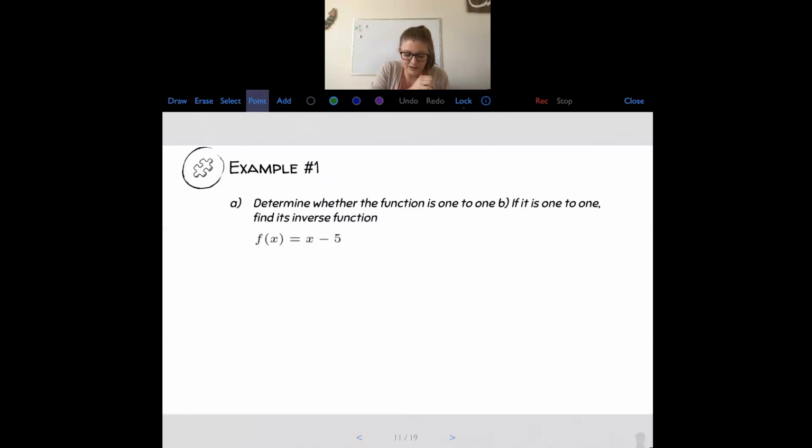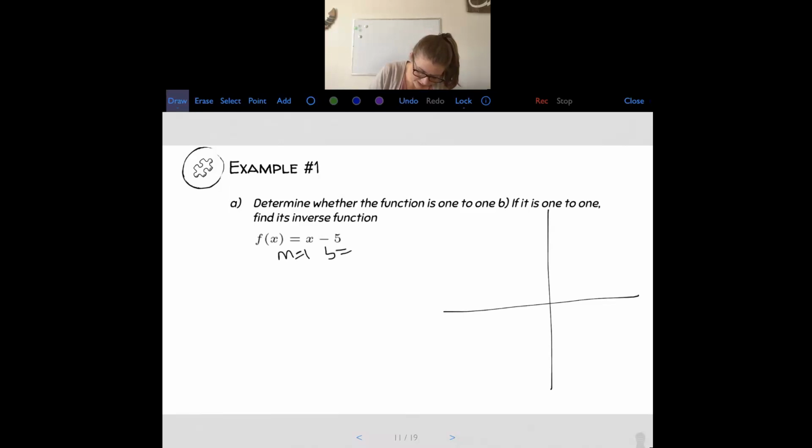Example 1, determine whether the function is one-to-one. If it is one-to-one, find its inverse function. So first, let's graph this to determine if it's one-to-one. This is a line. Our slope is 1, and our y-intercept is negative 5. 1, 2, 3, 4, 5, up 1 over 1. Okay, so we've got a line. And you may know that a line is one-to-one without graphing it. And if you do the horizontal line test, it would pass. So now let's find its inverse function.